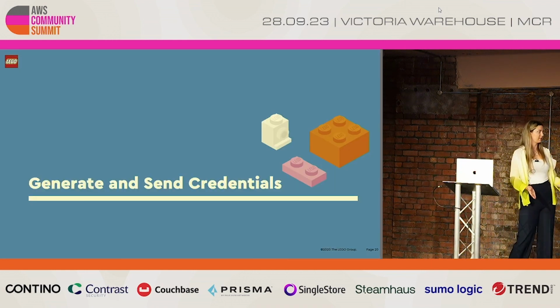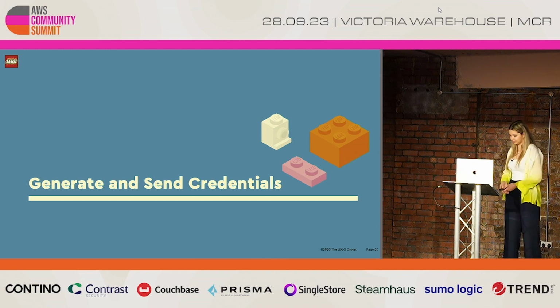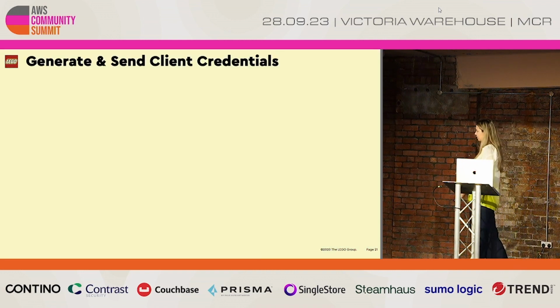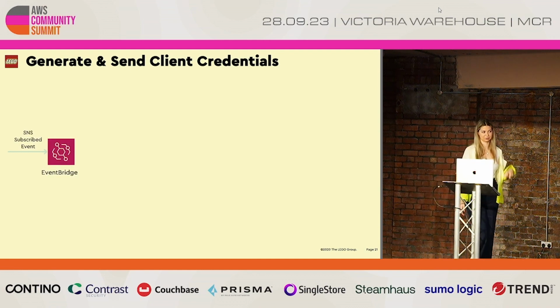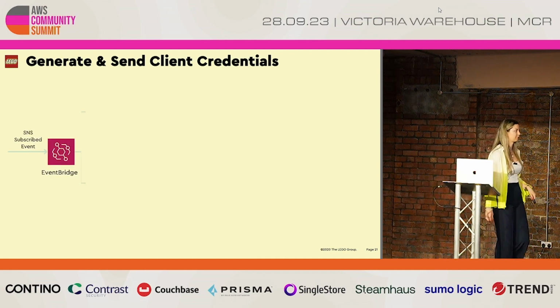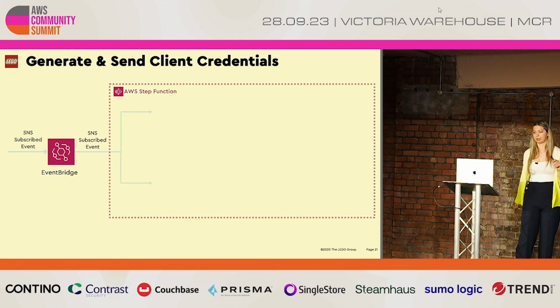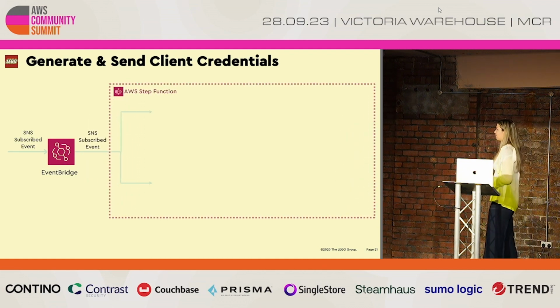So then the next step is actually generating and sending the credentials. So how do you do that? Well, you have that SNS subscribed event that comes onto the event bus, and you have the rule that would capture it. And we'll use that to trigger yet another step function. And what happens in this step function?